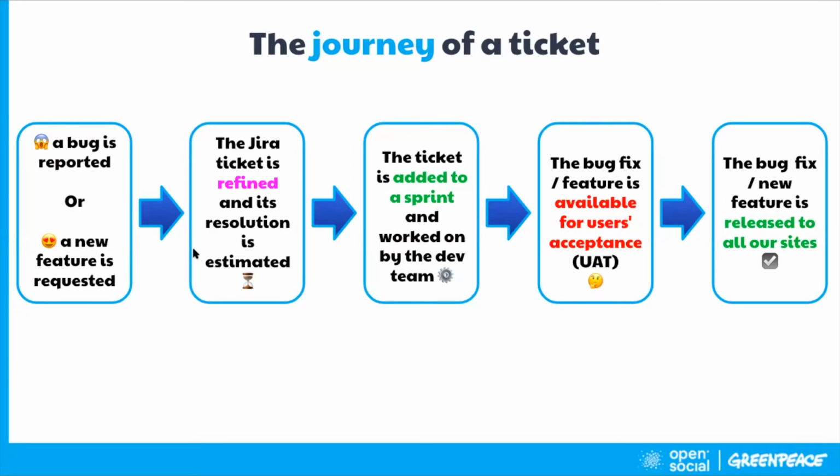Everything that happens in these steps is behind the scenes work. This is a very simplified approach to technology development, but that's how it works. These are the critical steps: reporting, refinement, sprint work or sprint development, testing, and release. These are the 5 steps of each ticket. Each ticket has to go through these 5 steps, otherwise it's not closed.